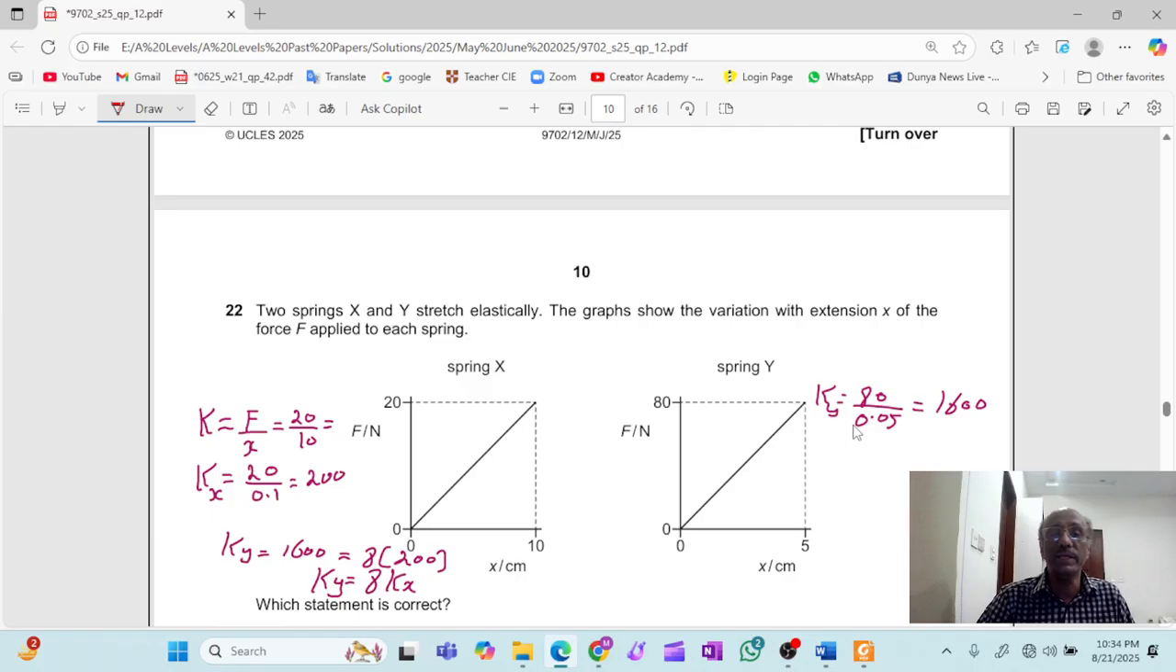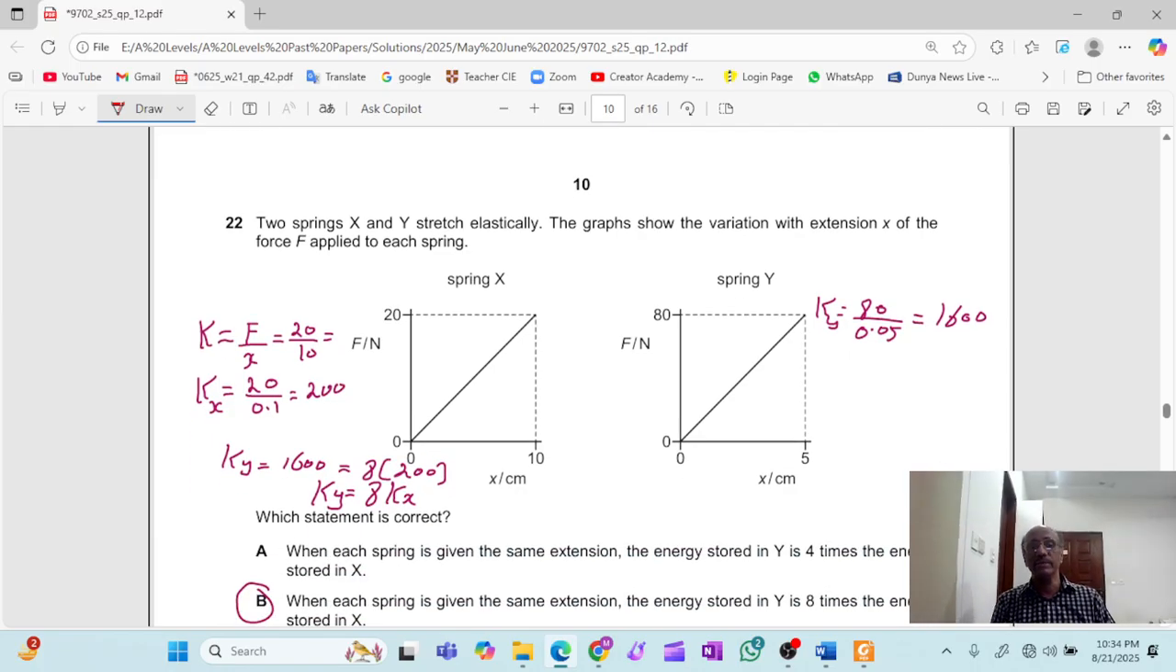For question number 22, again this is a question related to deformation. The two springs X and Y stretch elastically. The graph is a straight line passing through the origin. The graph shows the variation of force F with extension. For graph 1 or graph A, we will calculate the value of K, which is equal to 200. The spring constant can be calculated by using F equals Kx, so K equals F over x.